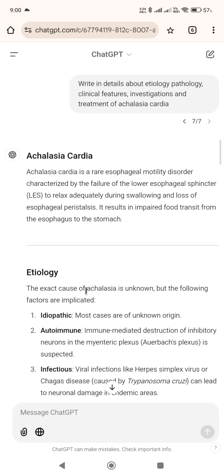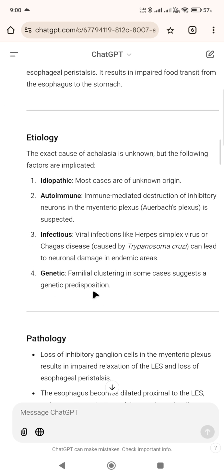Etiology. The exact cause of achalasia is unknown, but the following factors are implicated. 1. Idiopathic. Most cases are of unknown origin. 2. Autoimmune. Immune-mediated destruction of inhibitory neurons in the myenteric plexus, Auerbach's plexus, is suspected. 3. Infectious. Viral infections like herpes simplex virus or Chagas disease, caused by Trypanosoma cruzi, can lead to neuronal damage in endemic areas. 4. Genetic. Familial clustering in some cases suggests a genetic predisposition.